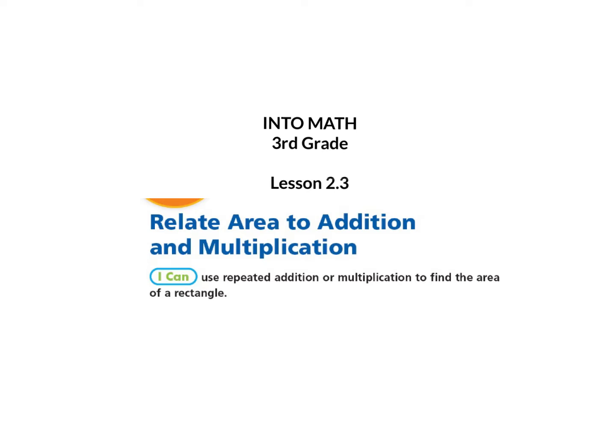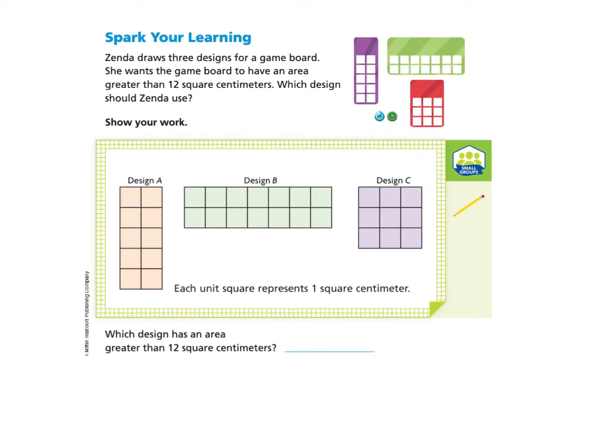Into Math 3rd Grade Lesson 2.3, Relate Area to Addition and Multiplication. The I can statement is I can use repeated addition or multiplication to find the area of a rectangle. Please gather your workbook and a pencil and turn to page 43. When you're ready, we will start at Spark Your Learning.